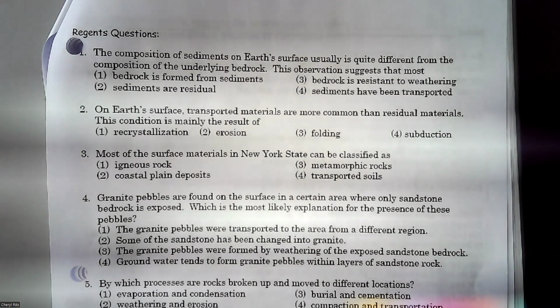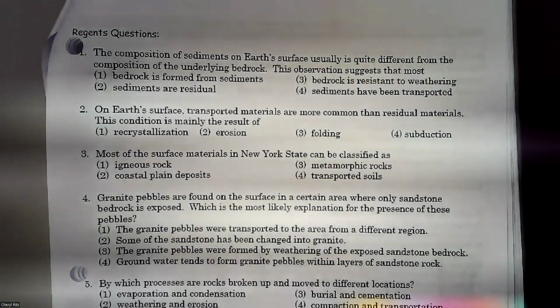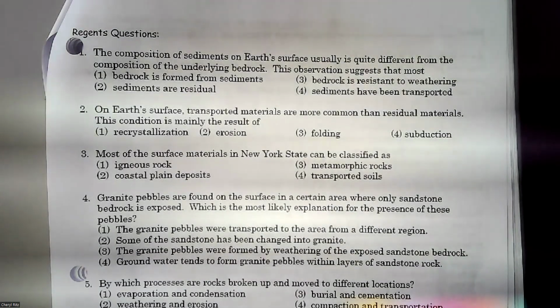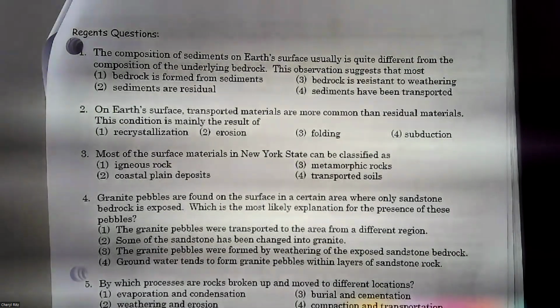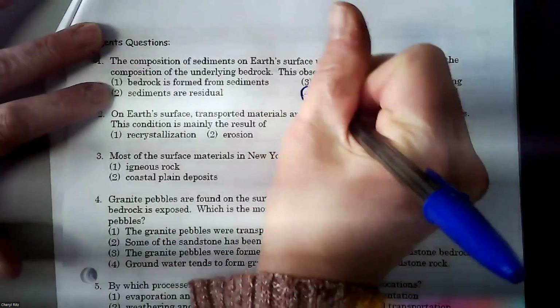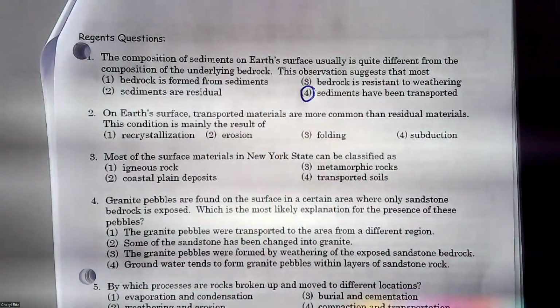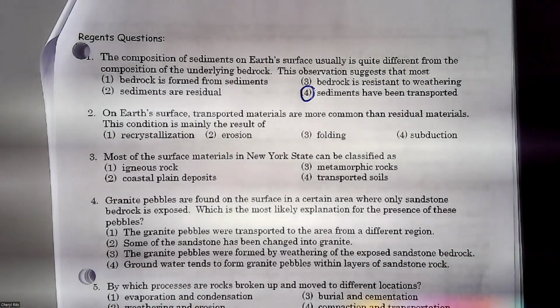So are the sediments from around here, if they're different? No, that's an actual question, guys. No, they're not from around here. Those sediments, how'd they get here then? They would have been moved here. So that's answer 4. The sediments have been transported here. So when the sediments, the dirt and the rocks and the gravel you got to dig through, are different than the bedrock, it means they came from somewhere else.